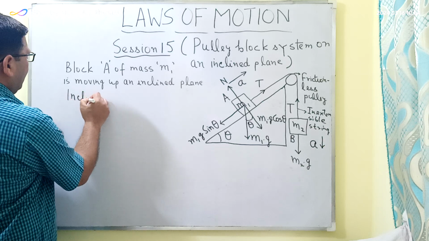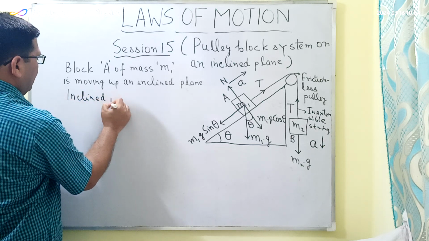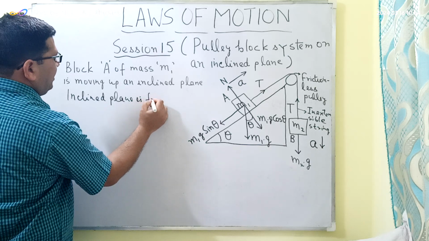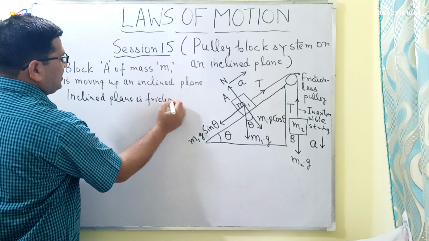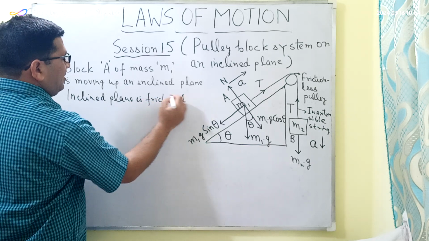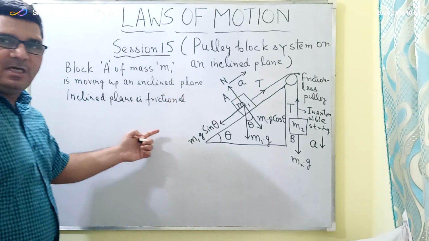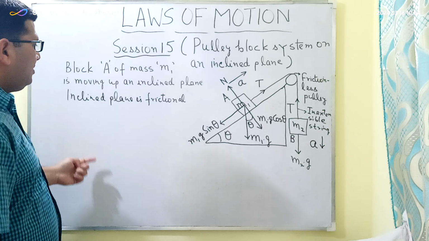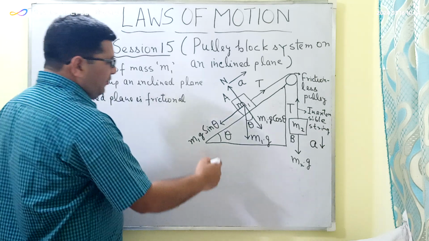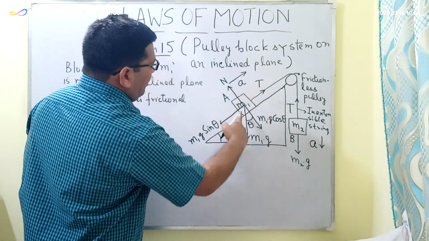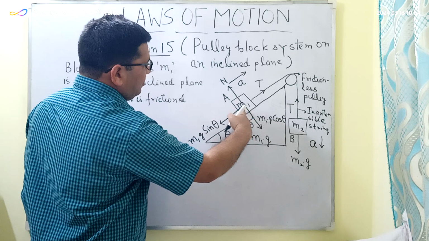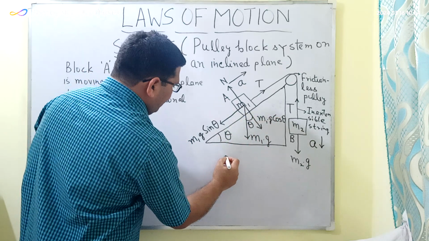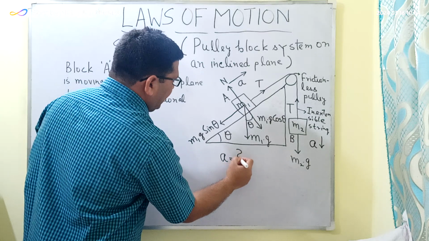Inclined plane is frictionless. This is the assumption which I have taken for this question. And now here we have to find the common acceleration of these two blocks. We have to find the value of A.